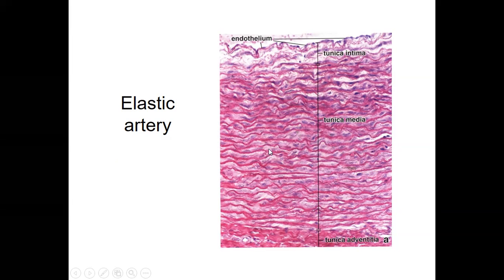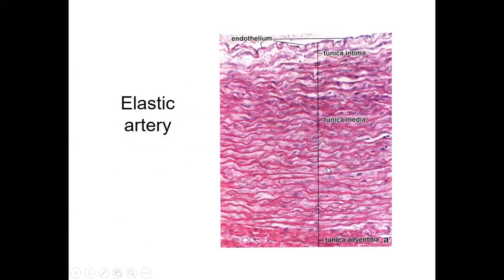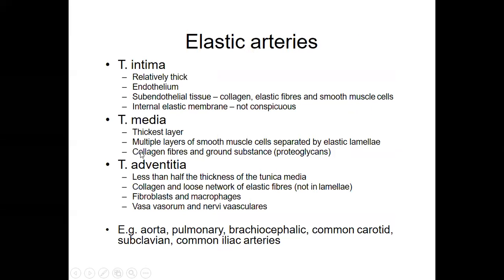The pink color here is lamella, elastic lamella, and then multiple layers of smooth muscle cell. In between we have a smooth muscle cell. So you can see the nucleus, right? The dark blue is the nucleus. And then we also have the collagen fibers and ground substance. The ground substance actually consists of protein.